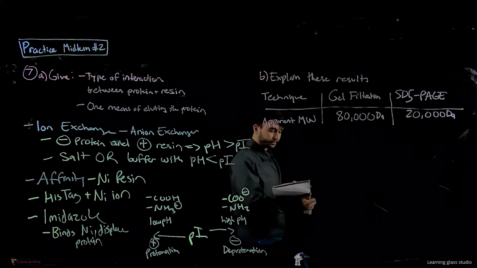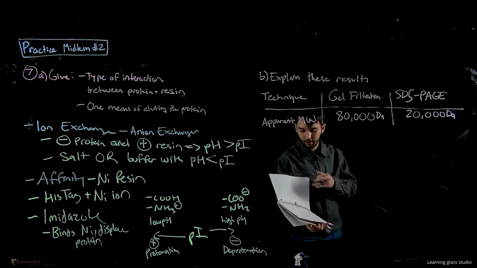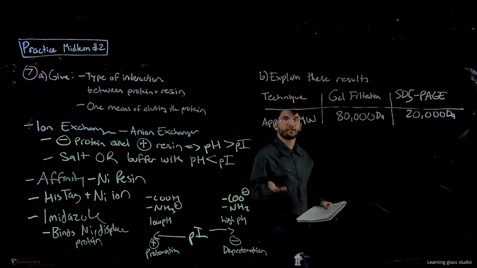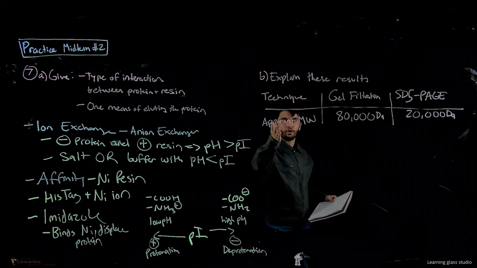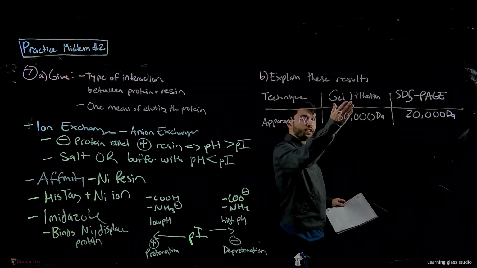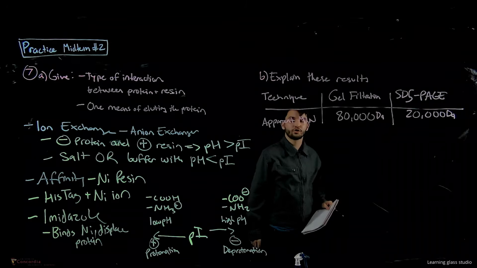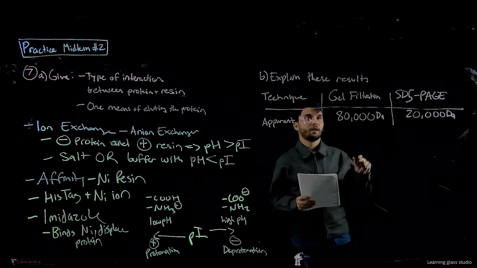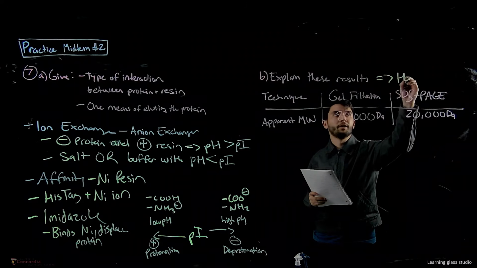All right, on to the next question. So this question is asking us to just explain these results. So essentially, we have a technique. We're using gel filtration chromatography and SDS-PAGE, and we have the apparent molecular weight of, this is a hemoglobin.